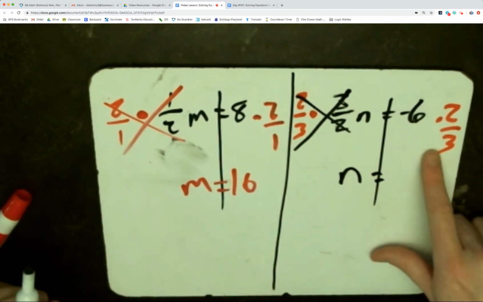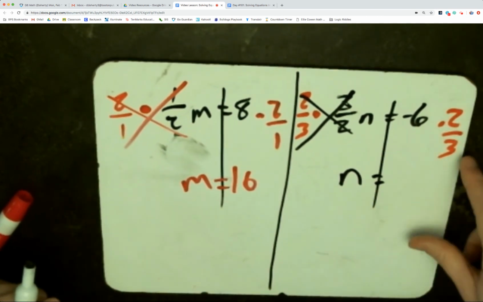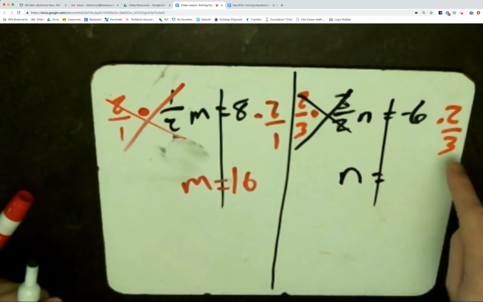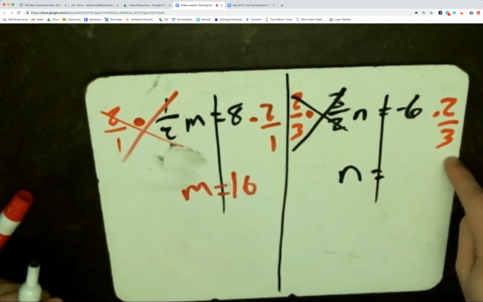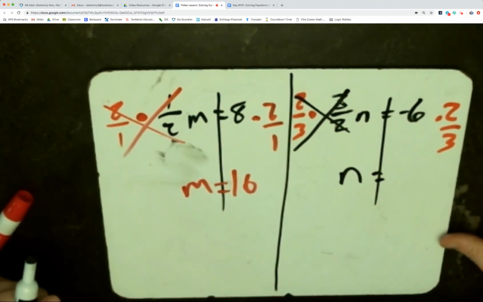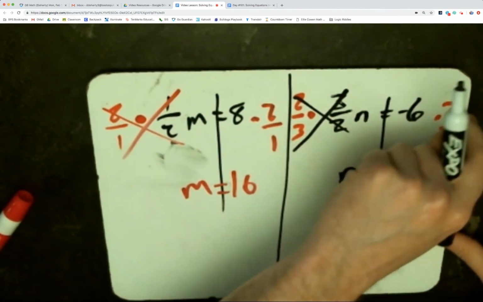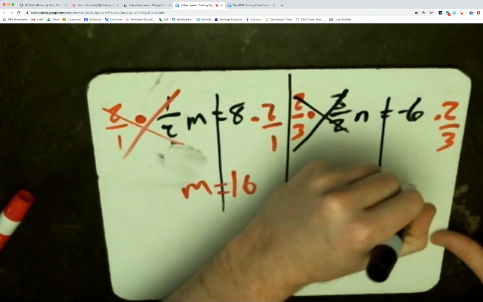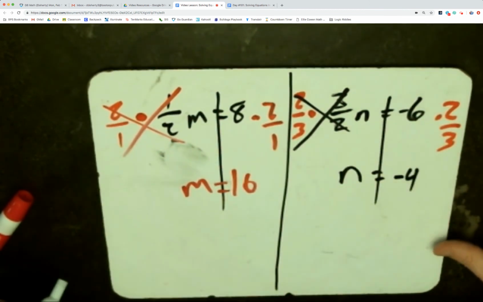And then on the right side, -6 times 2/3, because we have to do the same operation or the same transformation to both sides of the equation to keep it balanced. -6 times 2 is -12. -12 divided by 3 is -4.